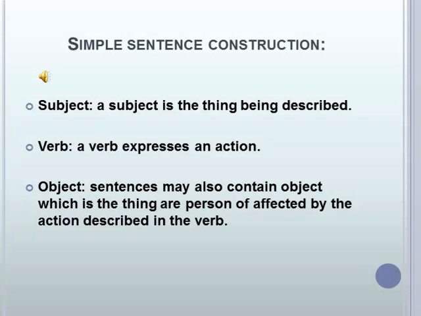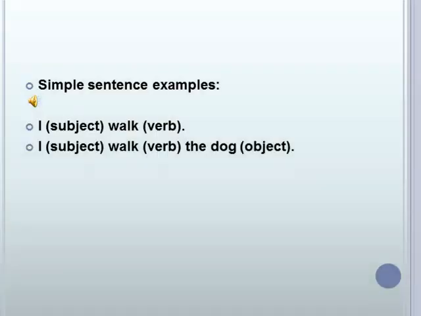Simple sentence construction. Subject: a subject is the thing being described. Verb: a verb expresses an action. A sentence may also contain an object, which is the thing or person affected by the action described in the verb. Here we have simple sentence examples like: I, subject, walk, verb; and I, subject, walk, verb, the dog, which is the object.